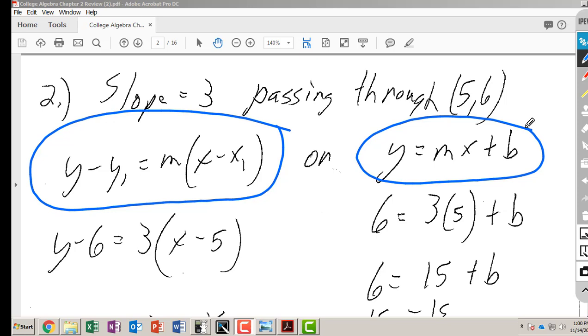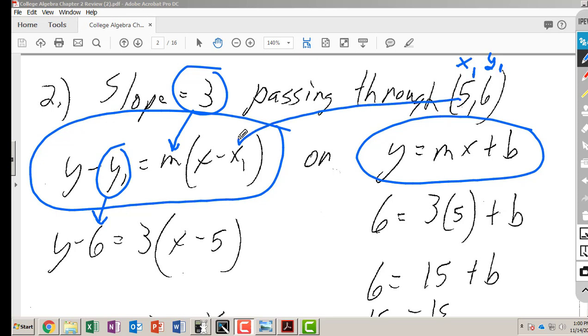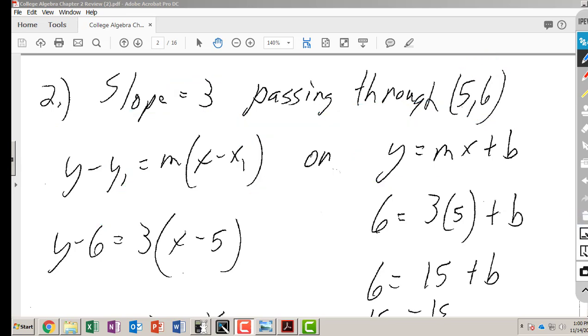So notice here's my y sub 1, which is 6. So I'm going to go ahead and place that right here in place of y sub 1. So that becomes a 6. It says my slope is 3. So here's my slope. Here's my x sub 1 over here, which is 5. So substituting in that 5, I get the equation y minus 6 equals 3 times x minus 5.